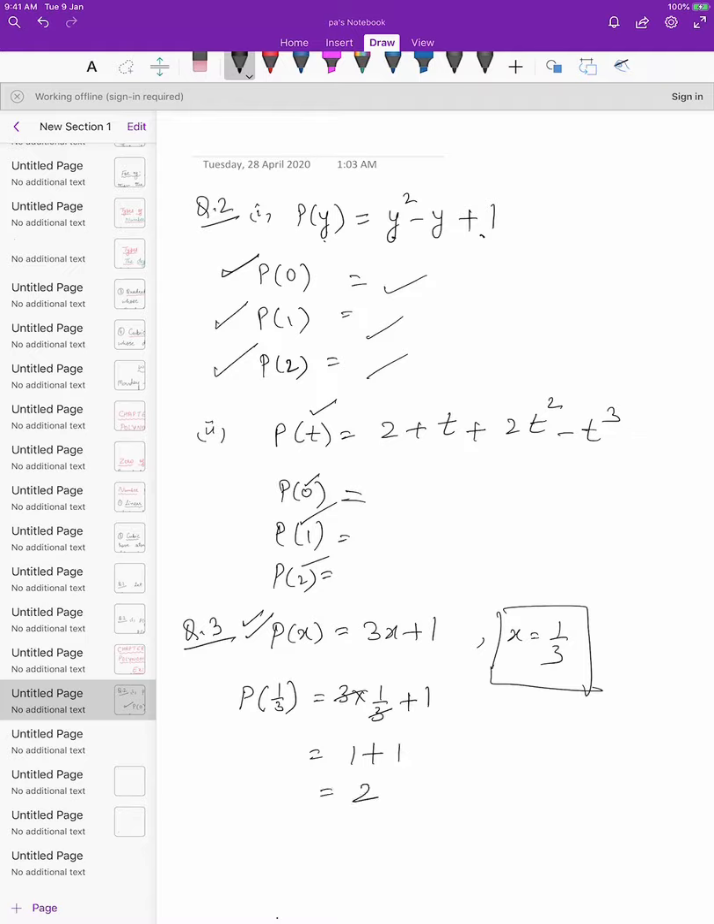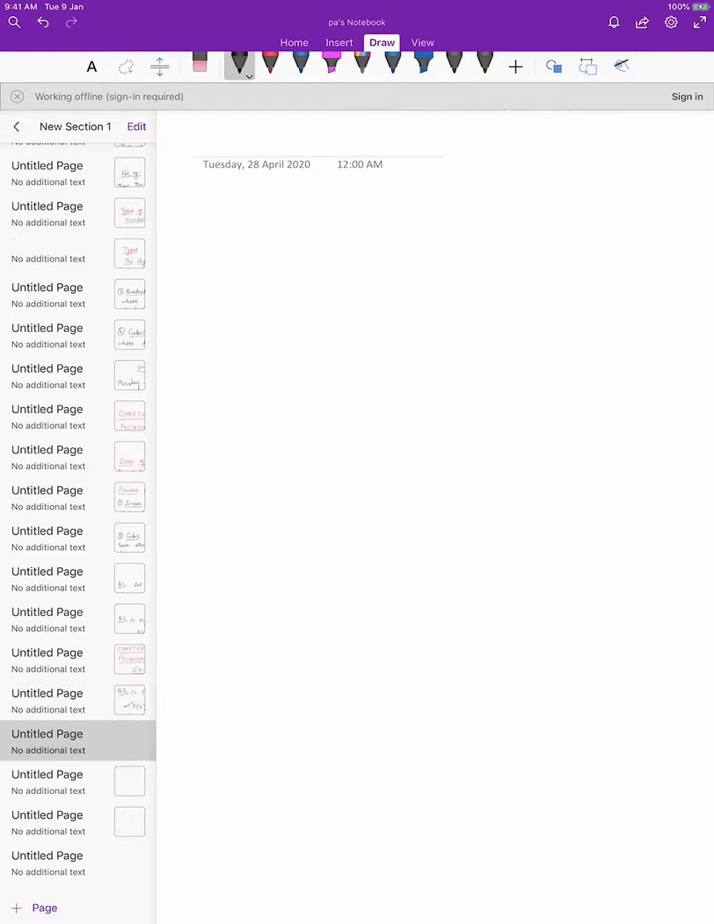It is coming out to be equal to 2. It means if I put x is equal to 1 by 3, the value of the polynomial is coming out to be 2. So 1 by 3 is not making this polynomial zero. That means x is equal to 1 by 3 is not a zero of the given polynomial p(x).